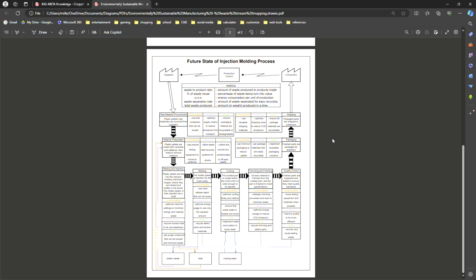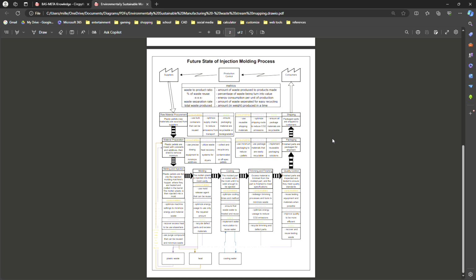And then for emissions, it's optimizing energy usage to use only the required amount, basically using only the amount required, so you don't produce excess heat. And then for waste, it's recycling defective parts and excess materials. For cooling, it's optimizing cooling times and methods, and ensuring that wastewater is treated and reused, and implementing water recirculation to reuse water.